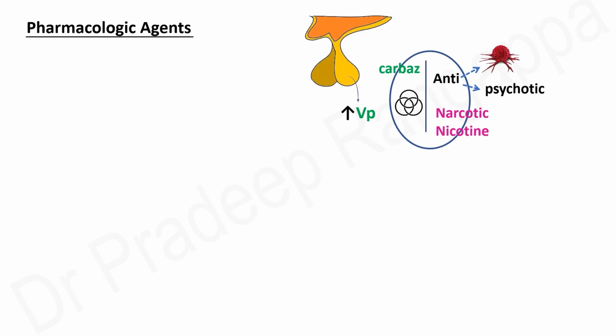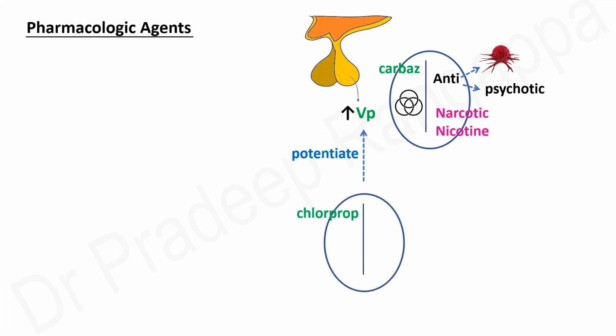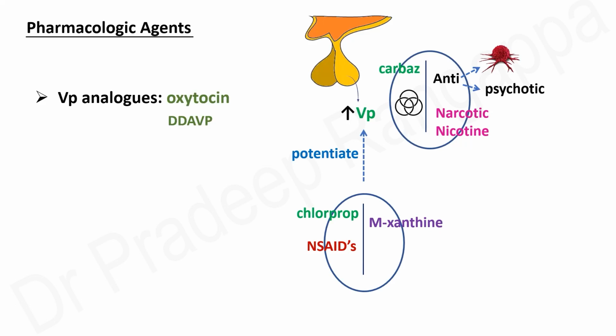There are certain agents which potentiate the action of vasopressin. They are chlorpropamide, methylxanthines, and NSAIDs. They tend to enhance the activity of vasopressin. And there are other pharmacological agents like vasopressin analogs like oxytocin and DDAVP. All of this can cause hyponatremia.